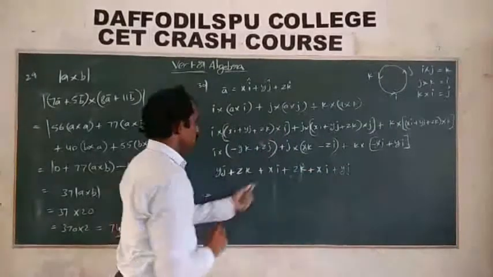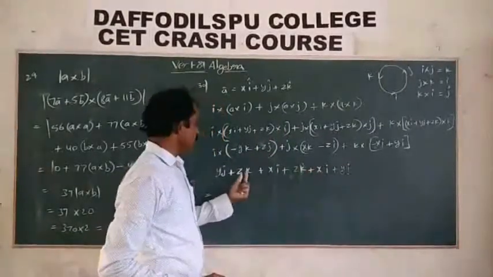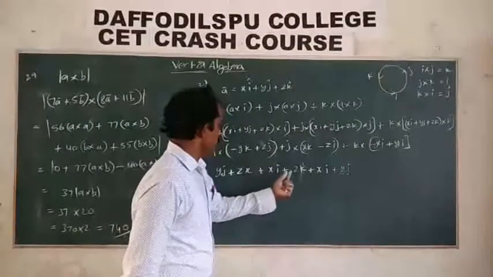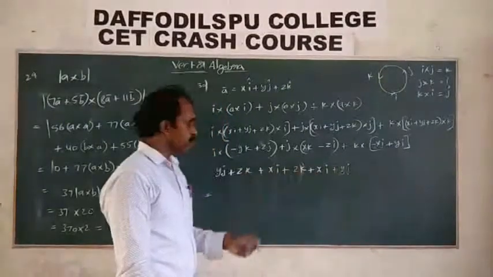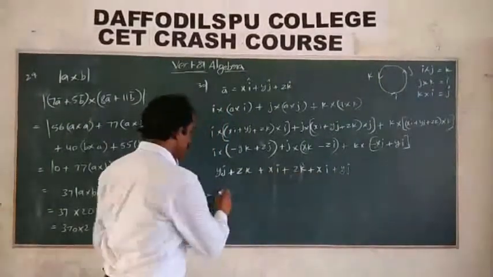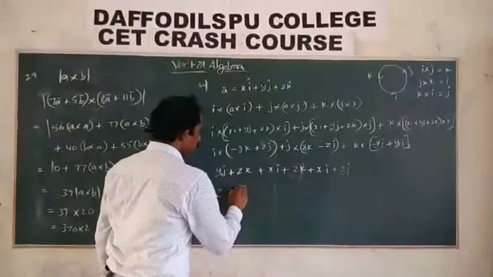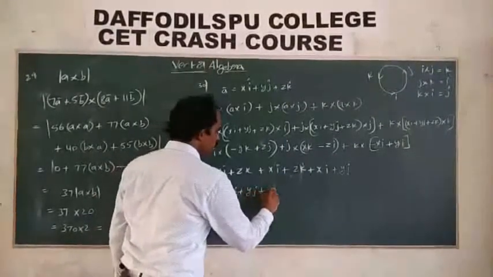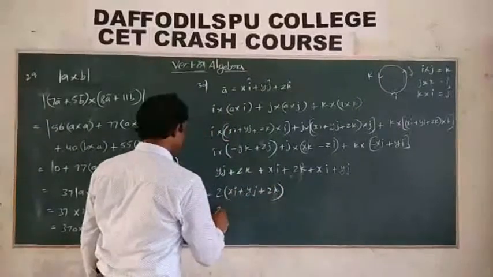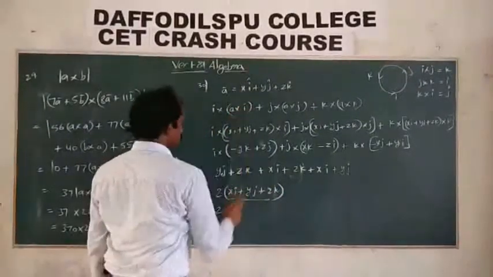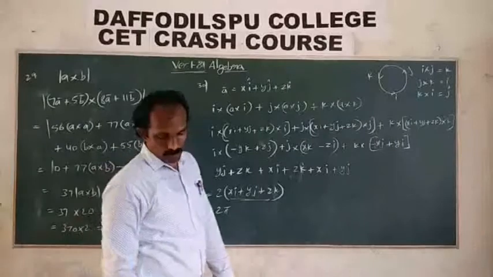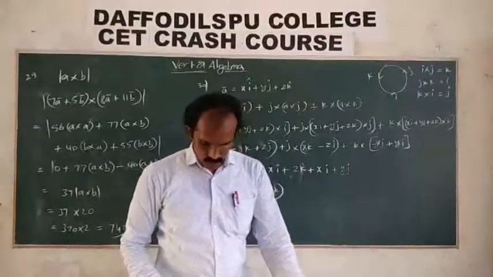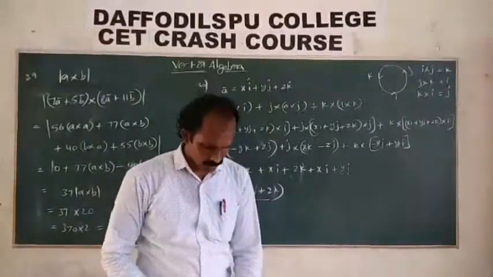Once this one, xi, two times of xi, yj plus yj, two times of yj, zk plus zk, two times of zk. That implies two times of xi plus yj plus zk. So this is nothing but a vector, so 2a bar. So the answer is 2a bar. The fourth option is the correct answer.